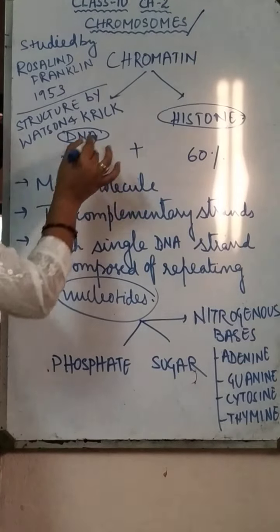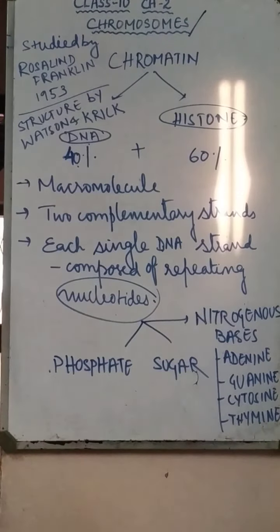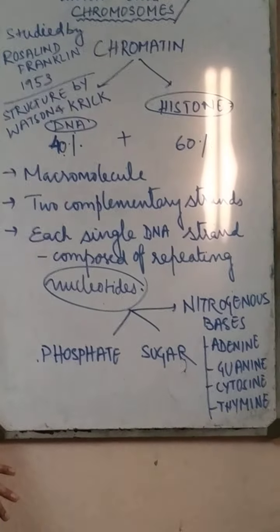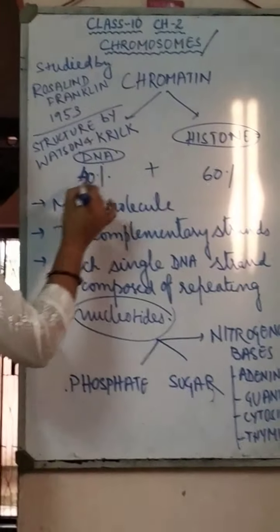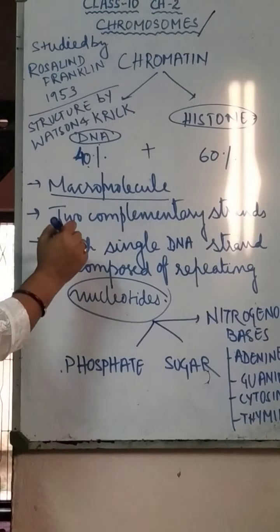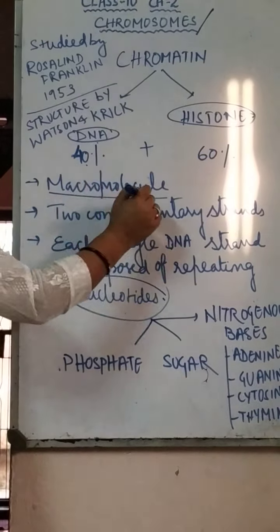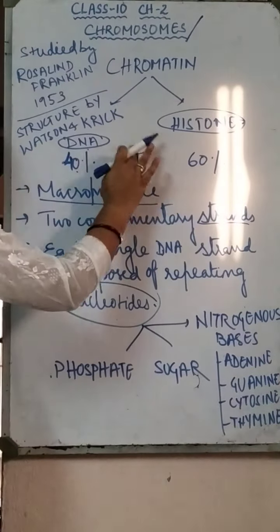Now let's discuss what DNA is. DNA, also known as deoxyribonucleic acid. The full form of DNA is deoxyribonucleic acid. DNA is also called a macromolecule. Macro means large, a large molecule, that's why it's called a macromolecule. And it is made up of two complementary strands. I wrote here, what are these two complementary strands?